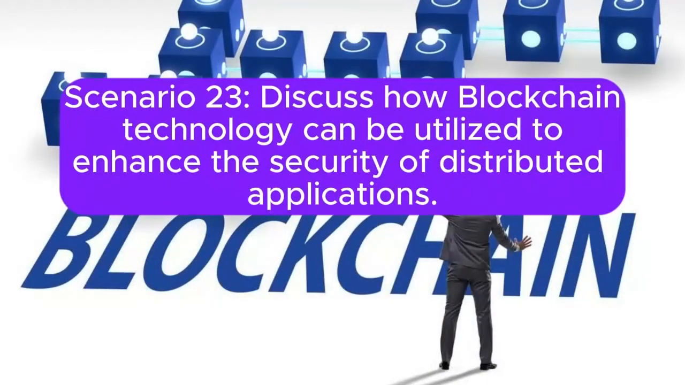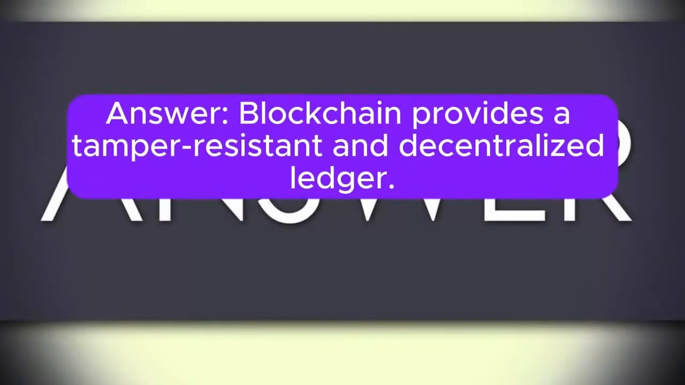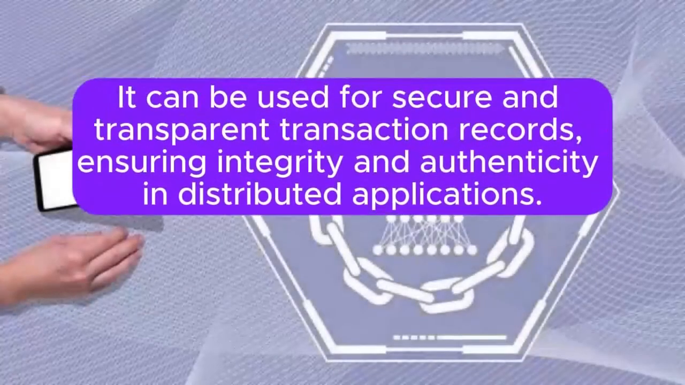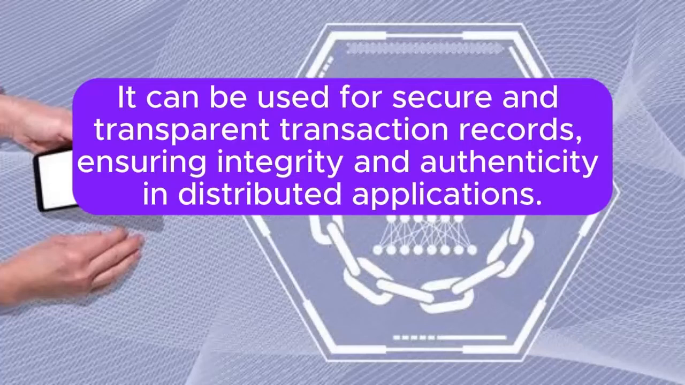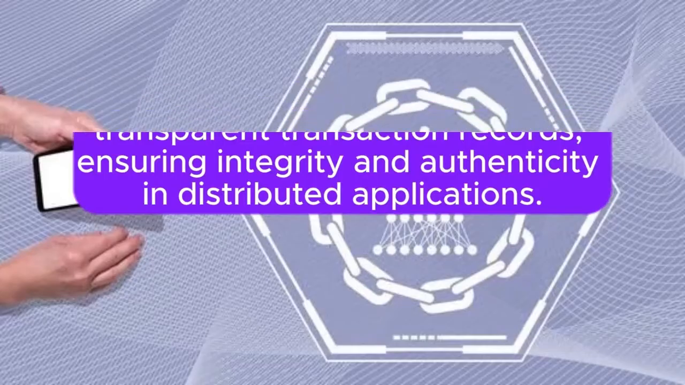Scenario 23. Discuss how blockchain technology can be utilized to enhance the security of distributed applications. Answer: Blockchain provides a tamper-resistant and decentralized ledger. It can be used for secure and transparent transaction records, ensuring integrity and authenticity in distributed applications.